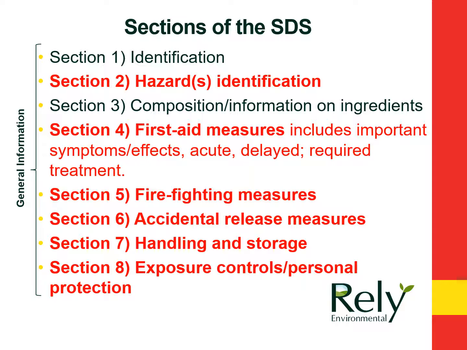Section 1. Identification. Section 2. Hazards identification. Section 3. Composition and information on the ingredients. Section 4. First aid measures including important symptoms or effects, whether acute or delayed, and the required treatment for exposures. Section 5. Firefighting measures. Section 6. Accidental release measures. Section 7. Handling and storage. And Section 8. Exposure controls and personal protection. Sections 1 through 8 describe general information about the product. The sections highlighted in red are the sections employees should read over when handling the product.